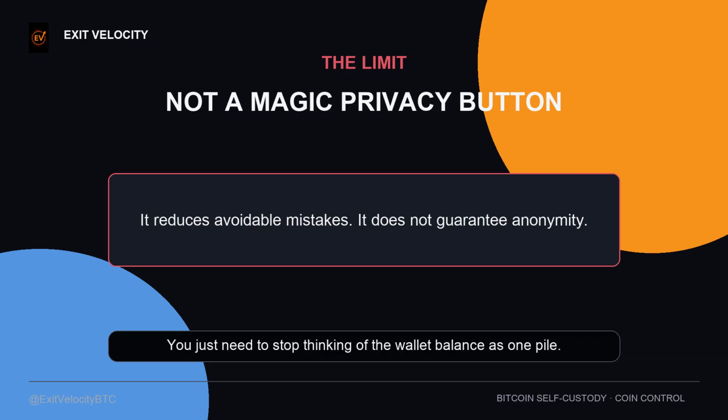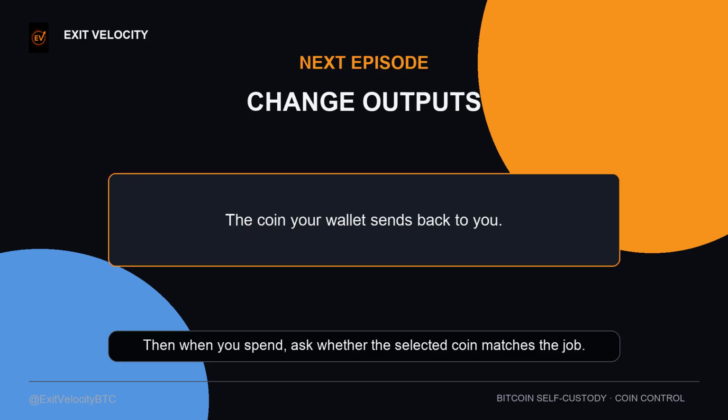That is why last episode came first. Labels are not decoration, labels are infrastructure for future decisions. A label written today can save you from a bad merge 6 months from now. A clean context today can keep a future payment from broadcasting unnecessary information. A little organization today can make coin control feel normal instead of scary.